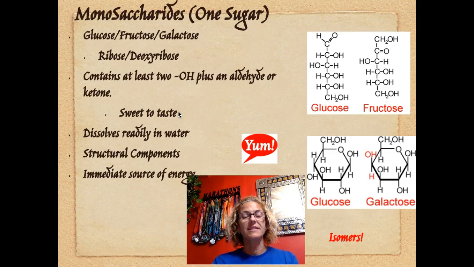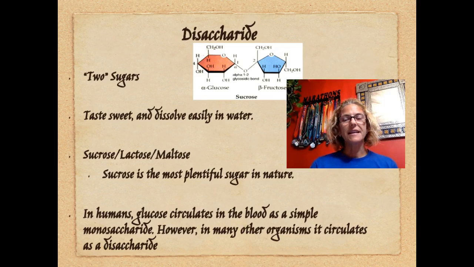This probably satisfies our need for carbohydrates, right? Because we like sweet things, so that ensures that we're going to eat them. And we need them for structural components and also for immediate energy. Another characteristic of saccharides is that they dissolve readily in water. So would that make them polar or nonpolar? Probably polar. So water is going to attract pieces of them and pull them apart, and so that allows them to dissolve. Disaccharides, as the name would imply, are two sugars.